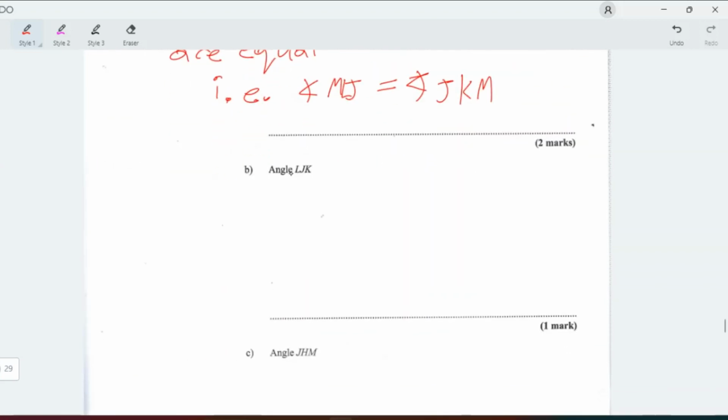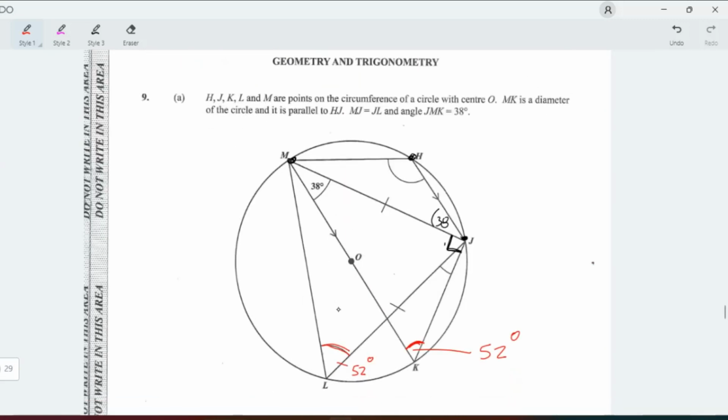Now we need to find angle LJK. We need to find angle LJK. So we need to find the small piece. How are we going to find that small piece now? Let us see. We need this small piece. Okay, no problem.